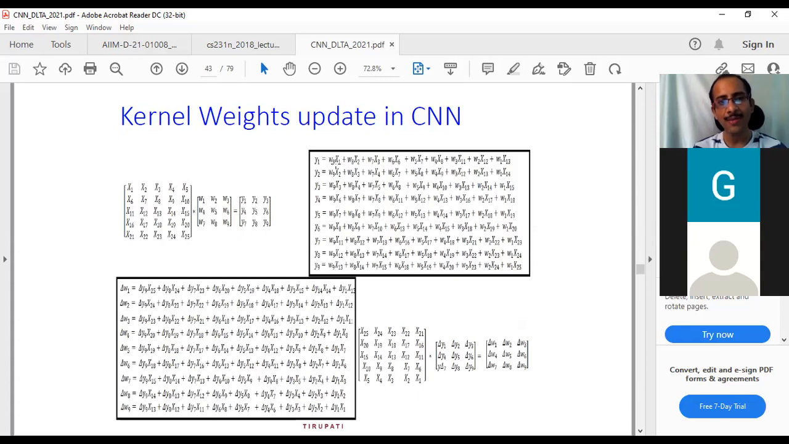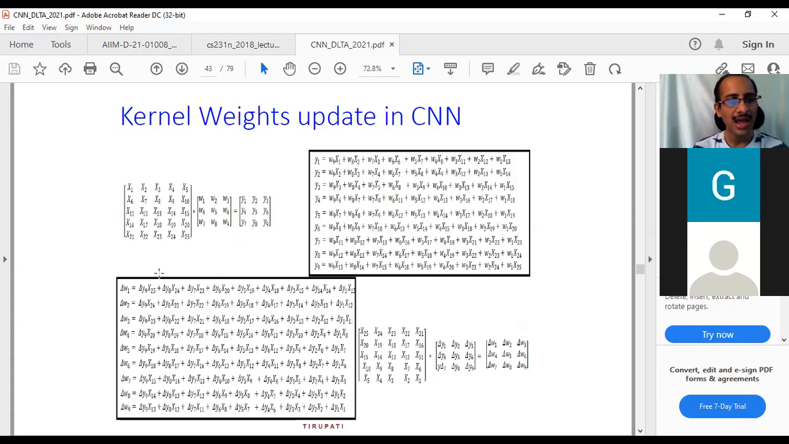Okay, in fact, these were all written by one of the students to work them out very well. Now if I want to write delta W9, how do I write it? You need to see the set of errors where W9 is involved, and those errors will contribute to writing delta W9.